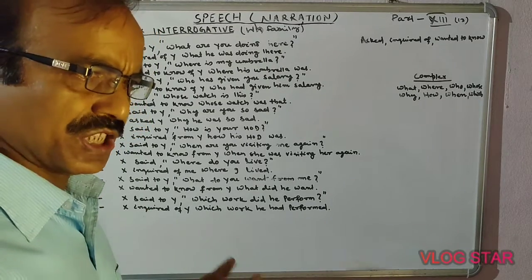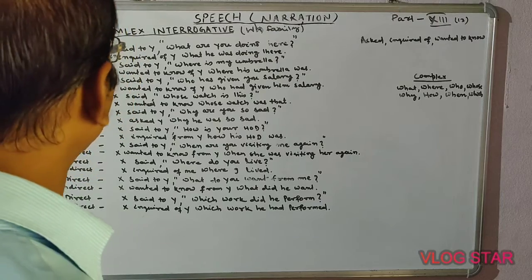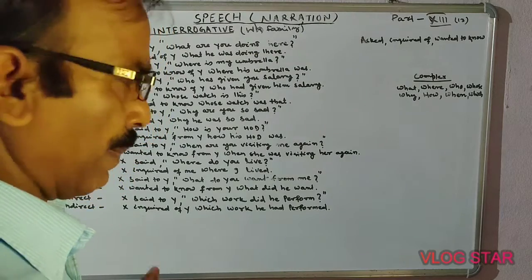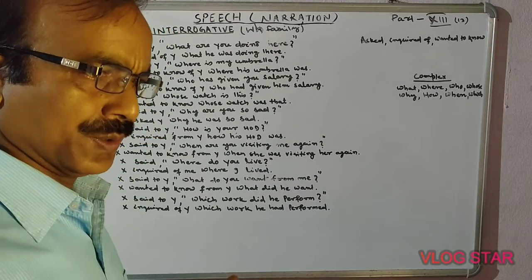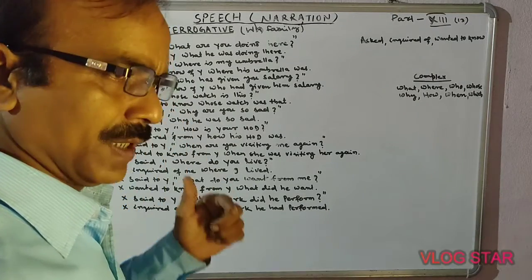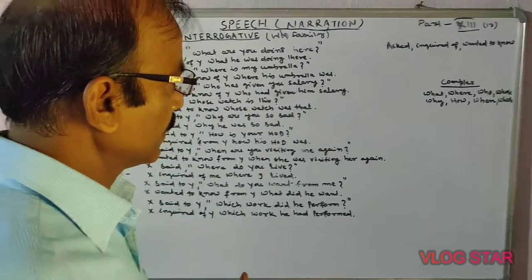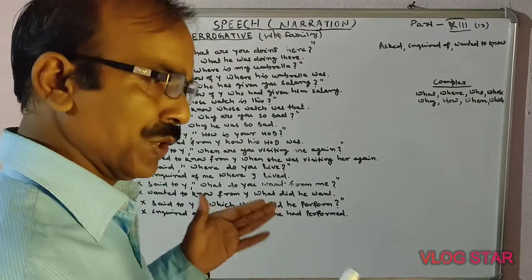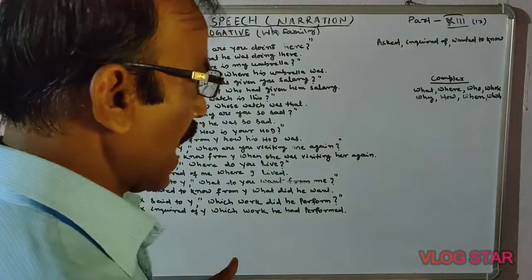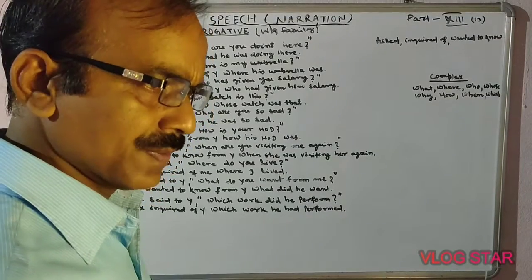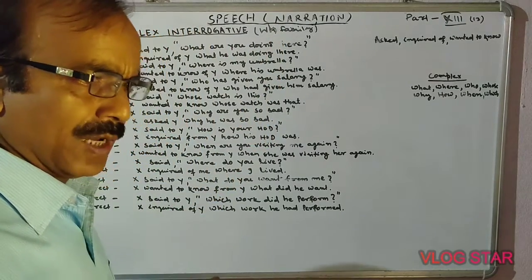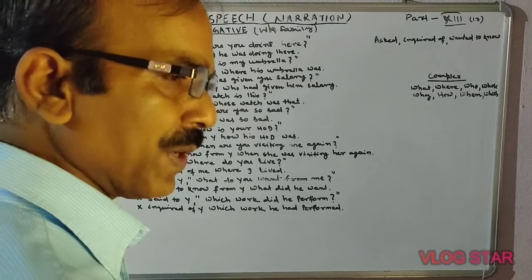We will use the same conjunction, but it is completely complex interrogative that I have taught you in the voice chapter, how it was formed. In complex interrogative, we use what, where, who, whose, why, how, when, which. Those complex words, or double H family words, will be used here.